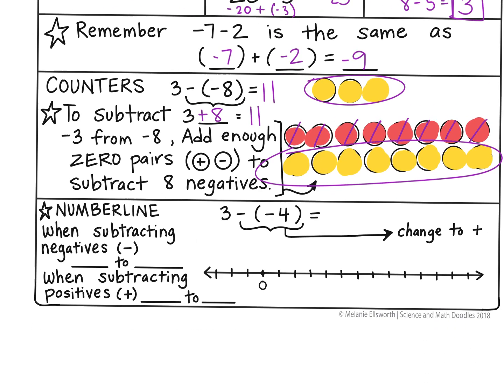Okay, now on a number line, it's really not any different than what we have been doing. So you're going to start with your first integer. I'm going to start by showing 3. So I'm going to go to 3. And then I'm going to subtract -4. But what do I know I have to do when I'm subtracting a negative? I'm actually adding a positive. So I'm going to continue moving to the right 4 places. And I end up right here at what number? 7.